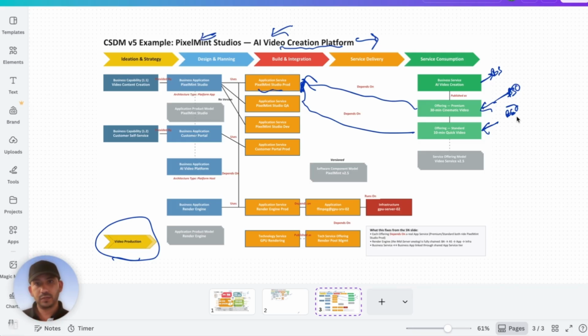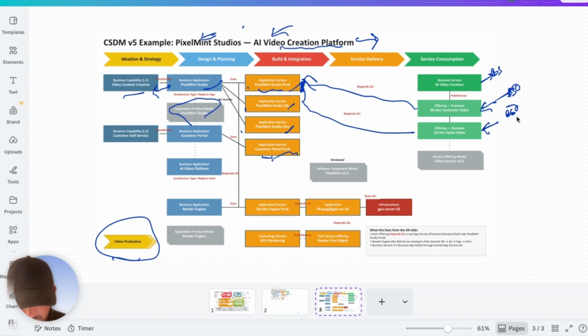Now Pixel Mint Studio has three application services, basically three instances: prod, QA, dev, and there is one more customer portal instance as well. Okay, now these prod, QA, dev are connected to business application called Pixel Mint Studio itself, the platform, and the capability of that platform is video content creation. Okay, this is application product model Pixel Mint Studio.